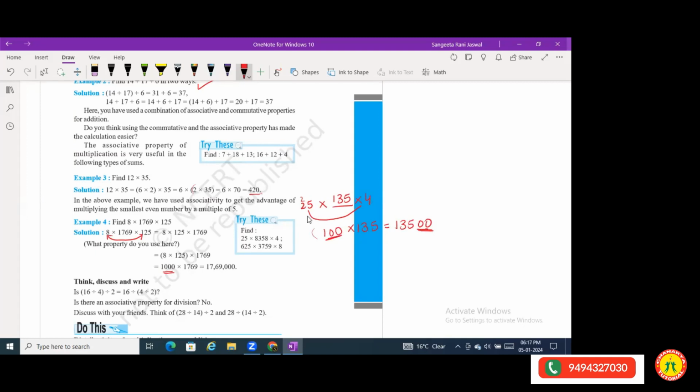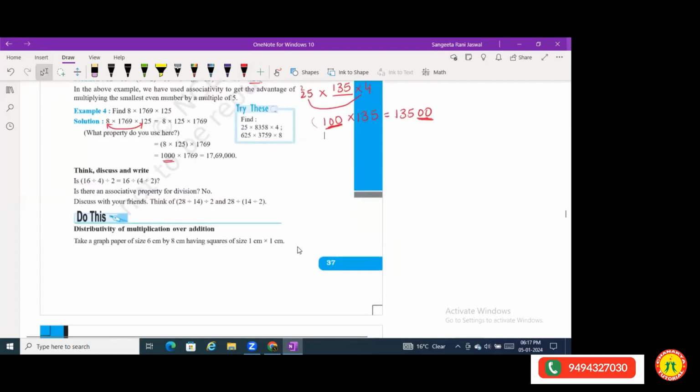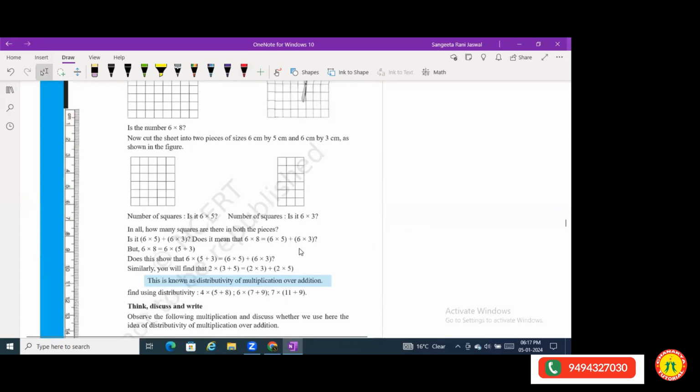Are you understanding this, children? Yes, ma'am. So the first thing is that I will choose those numbers which will give me zeros at the units place, tens place, thousands place. Okay. I hope you have understood this example. We'll take up more also.